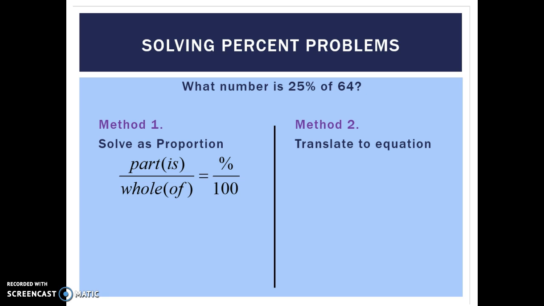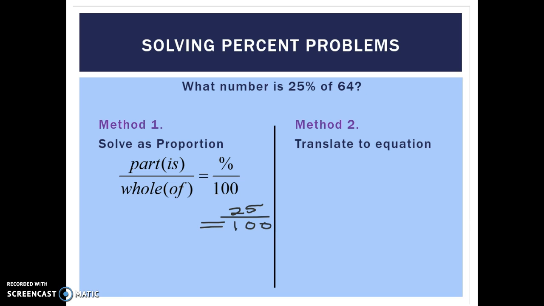You can set up the problem as a proportion where you're looking at the part of the number over the whole equal to the percent over 100, or you can set it up as a simple math equation and solve for the unknown value. So setting it up as a proportion, when it asks what number is 25% of 64, well, right away you know that the percent 25 goes in over that 100. So over 100, and then part of the whole.